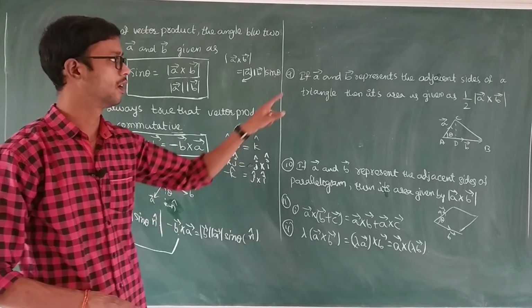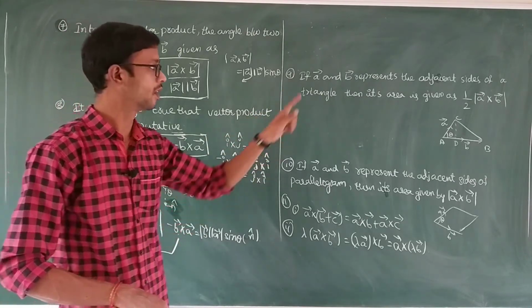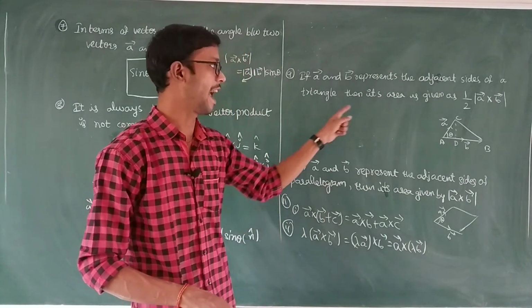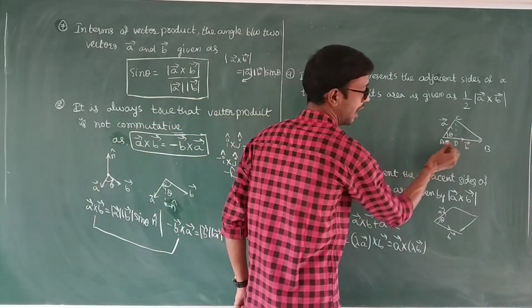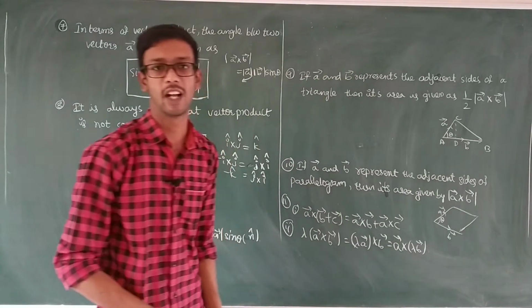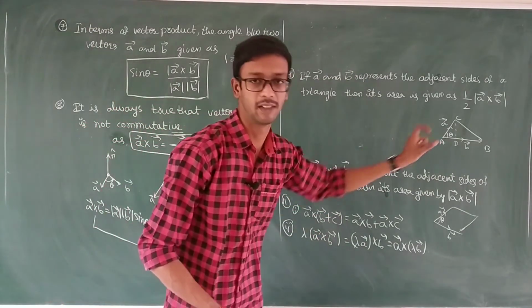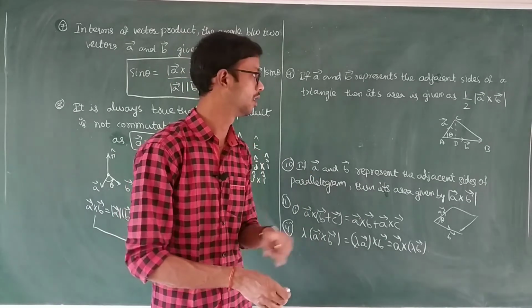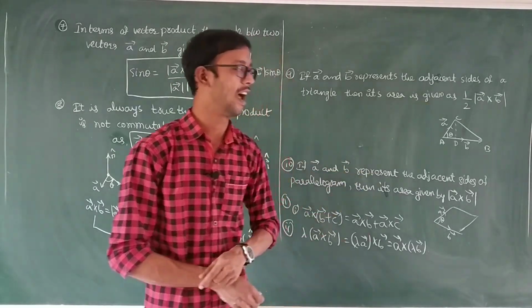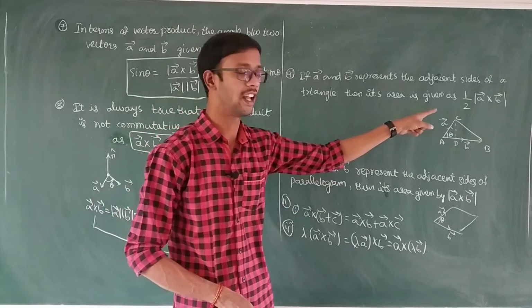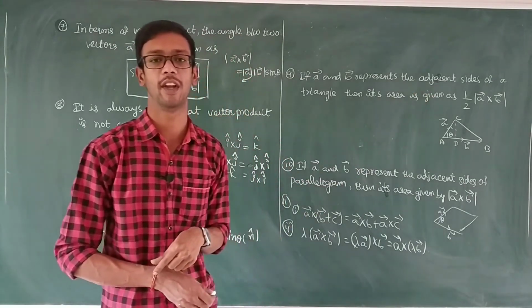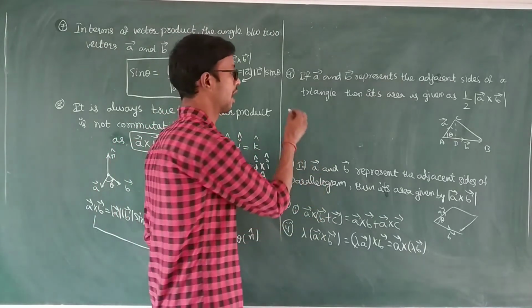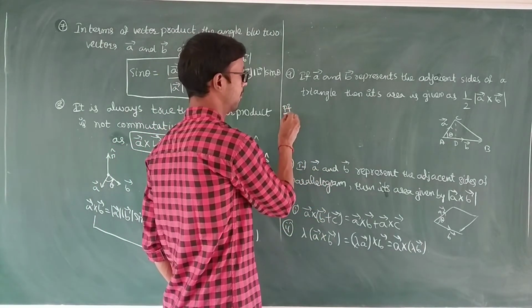Next, ninth property: if A bar and B bar represent the two adjacent sides of a triangle, I am taking adjacent sides A bar vector, B bar vector. Adjacent, compulsory, beside, they are having an angle between the two vectors. Then the area of the triangle is 1/2 magnitude of A bar cross B bar. Sir, how is it 1/2 magnitude of A bar cross B bar? I will give the proof here.